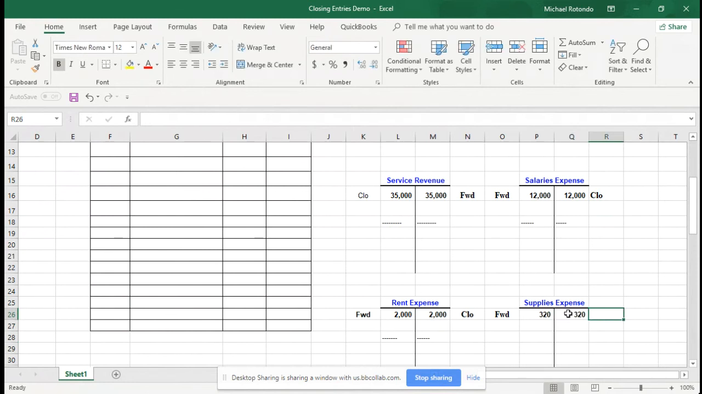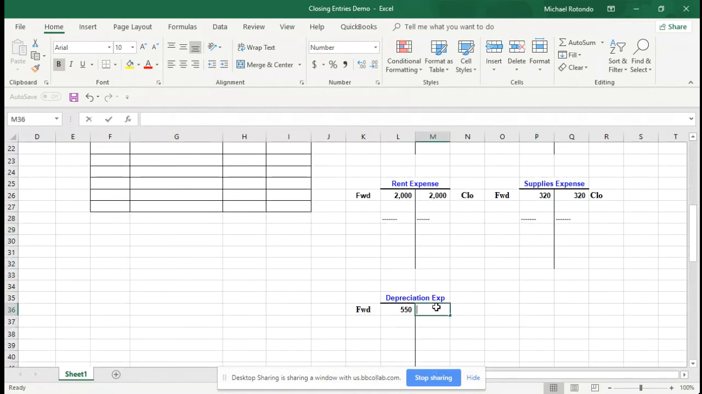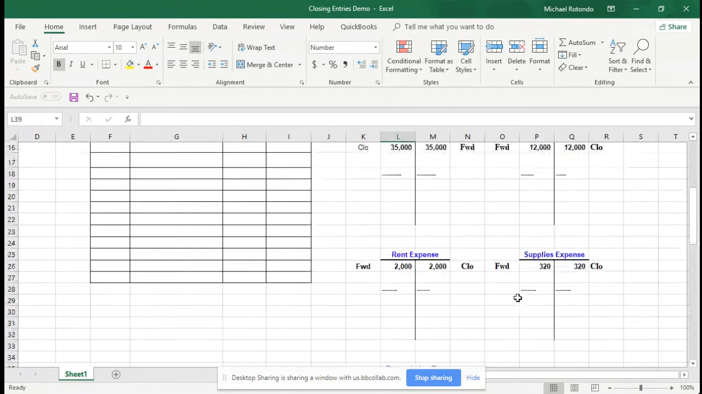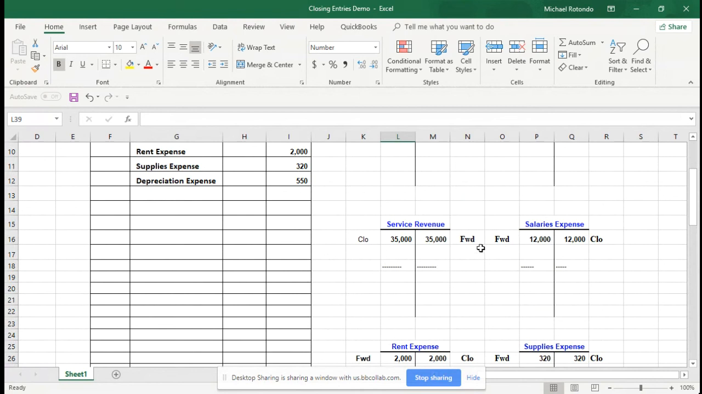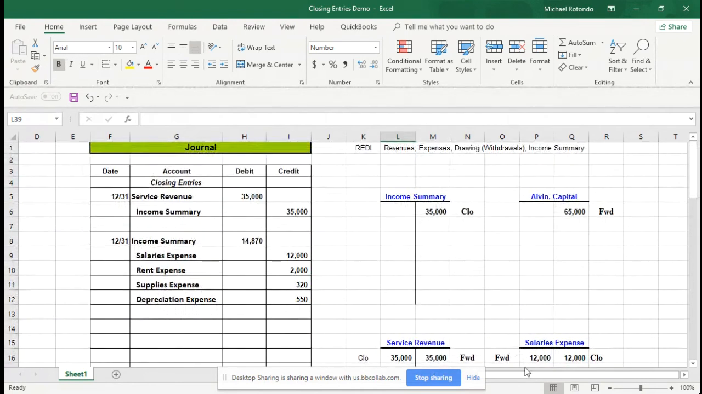And then we credit supplies expense. Same thing, make that 0. And finally, depreciation expense. So these accounts will now be 0. And so we can start 2019 with these accounts as 0. And whatever goes into these accounts during 2019, we will know it's for that year and not any previous years. So we use these accounts to measure activity over a specific period of time.